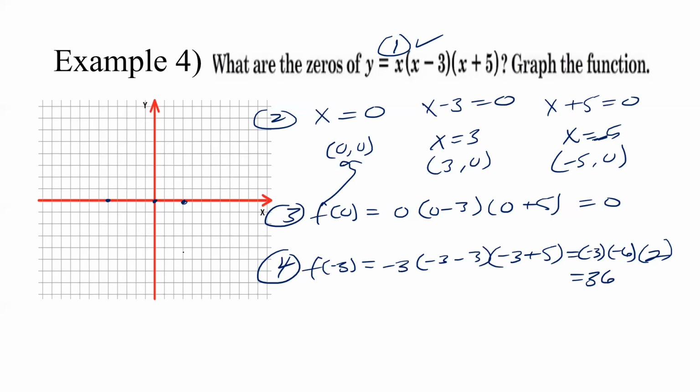All right, let's choose a number between here. Let's do f of 1. So I have 1. Plug that in. 1 minus 3. 1 plus 5. That equals -2 times 6, which equals -12. So I have f of 1 equals -12, and I have f of -3 equals 36.